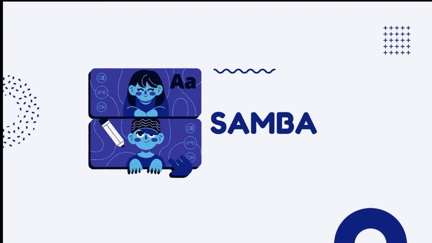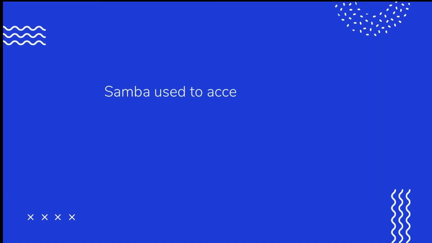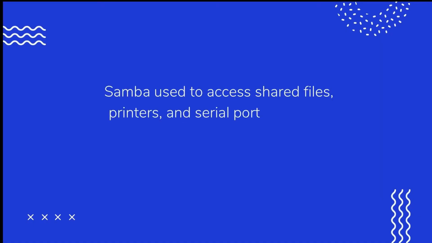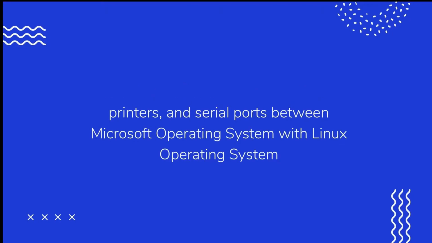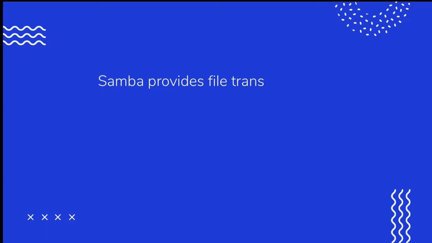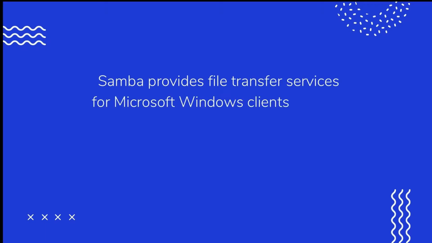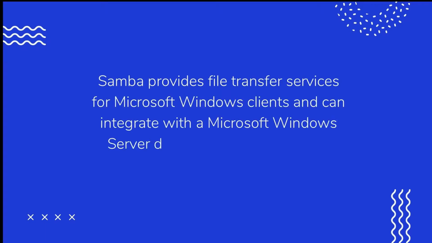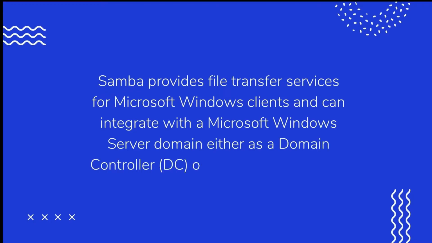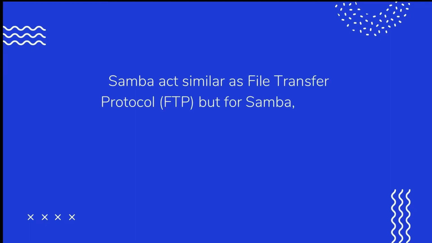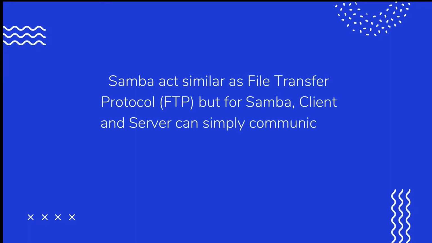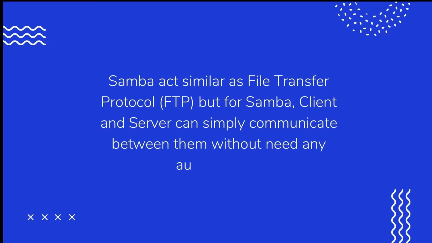What is Samba? Samba is used to access shared files, printers, and serial ports between Microsoft operating systems and the Linux operating system. Samba provides file transfer services for Microsoft Windows clients and can integrate with a Microsoft Windows Server domain either as a domain controller or as a domain member. Samba acts similar to file transfer protocol, but for Samba, client and server can simply communicate between them without need of any authorization.